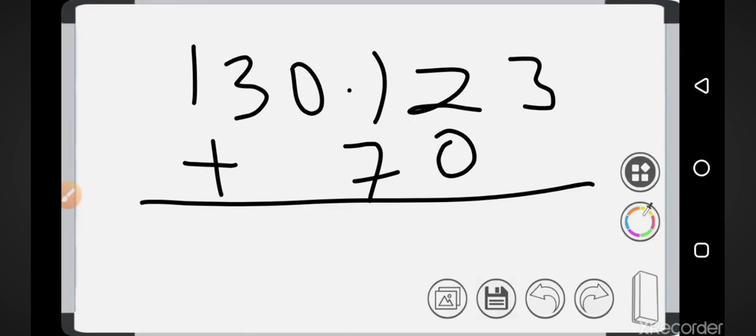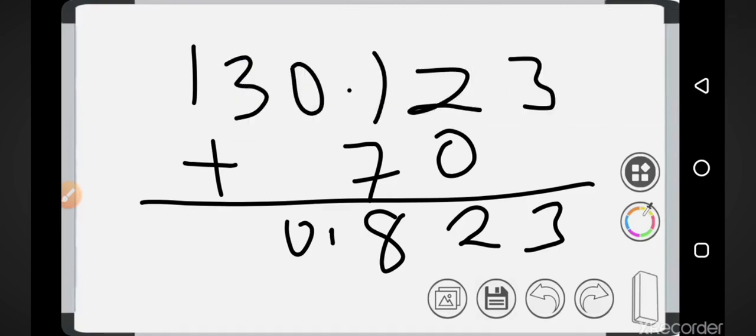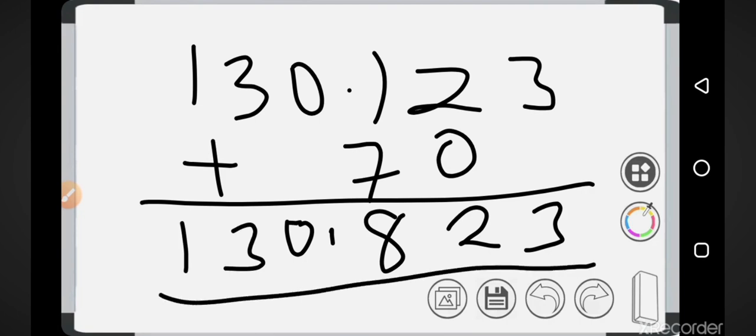So there's nothing here, so the 3 will come. Then 0 plus 2 will give us 2. 7 plus 1 will give us 8. And then the point will still come. Here is 0, there's nothing here. There's nothing all over here. So those figures will come. The 0 is here, the 3 is here, the 1 is here. So your stop loss will now be 130.823. This becomes your stop loss.